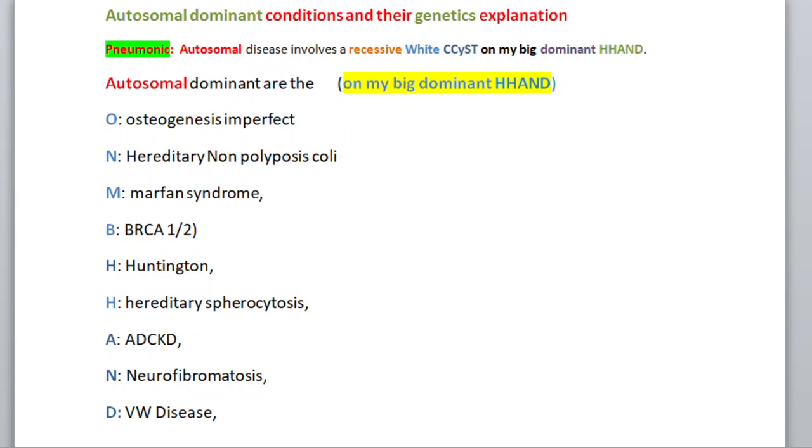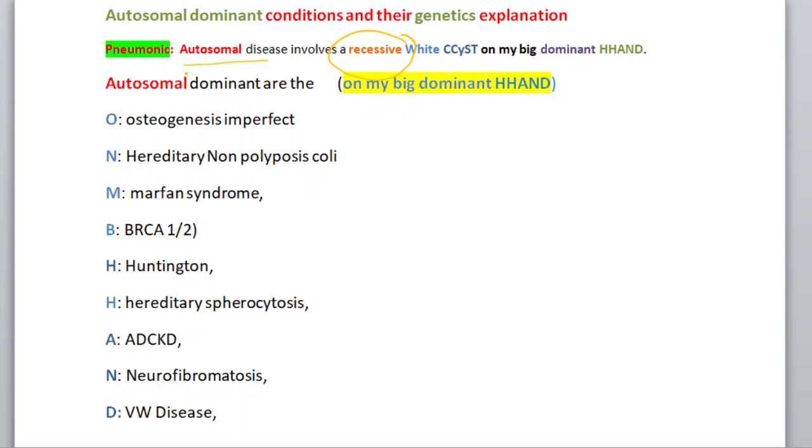Hello, good morning. Today we will be talking about the genetics chapter, specifically autosomal dominant conditions and their genetics. First of all, I would like to tell you a mnemonic. This mnemonic is for autosomal recessive disease and for autosomal dominant disease. For recessive disease, I will record another lecture. Right now, just focus on the dominant condition.